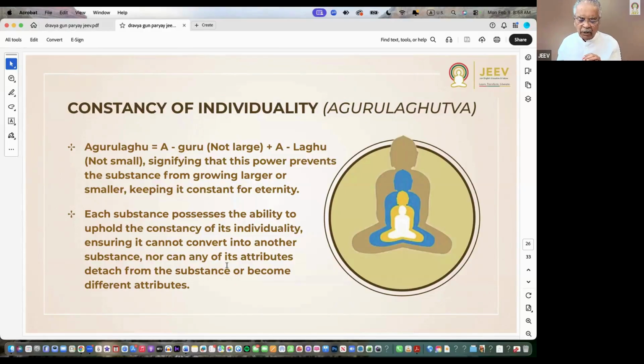So here we have soul substance having the Aguru Laghutva attribute. Because of that attribute, it's tightly controlling everybody and making sure they are not going out of the soul substance. He's like a policeman again. He's like a guard. Does not let anybody get dispersed from the self.